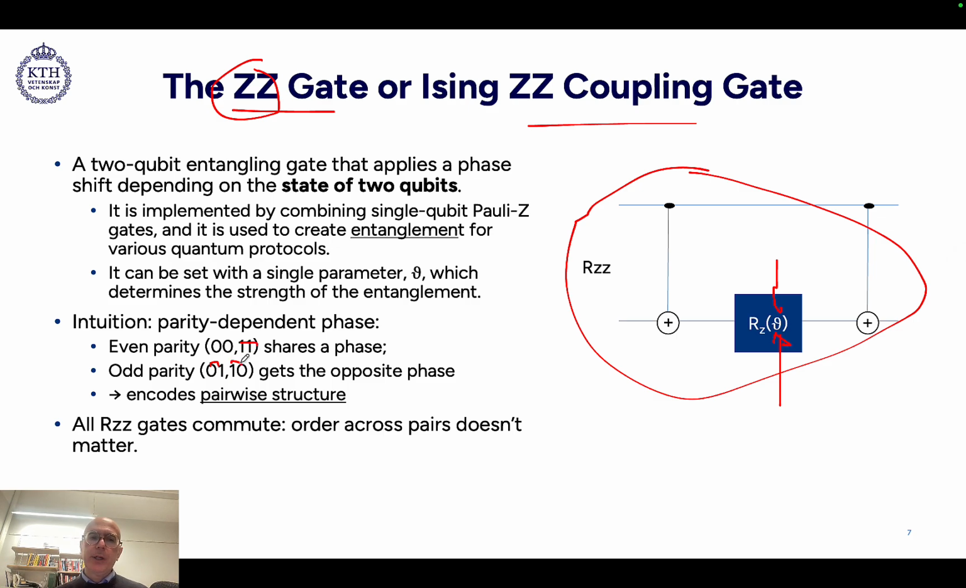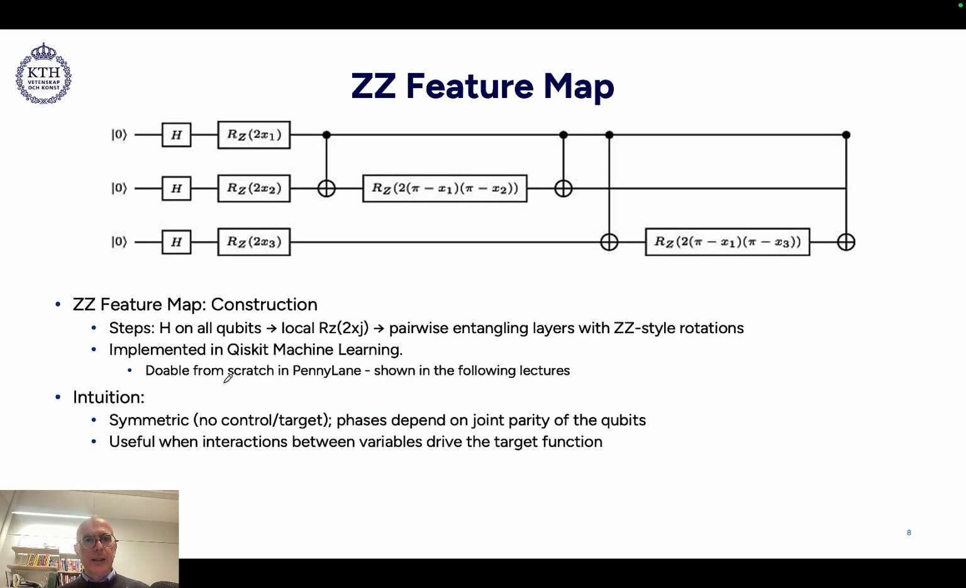This is a very nice way to encode a pairwise structure into the encoding. So if we have data, and we know that there is a relation between pairs of features, this is something that we could use for our feature map. So this is a basic gate. We can design a feature map that relies on this ZZ gate.